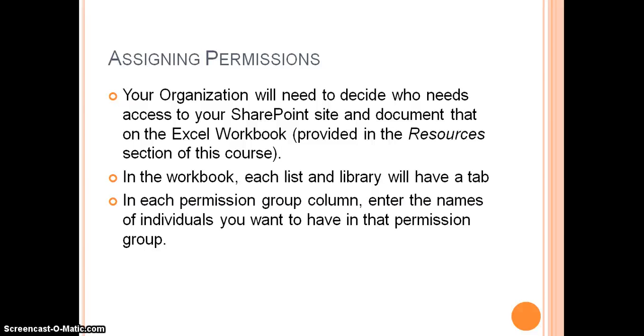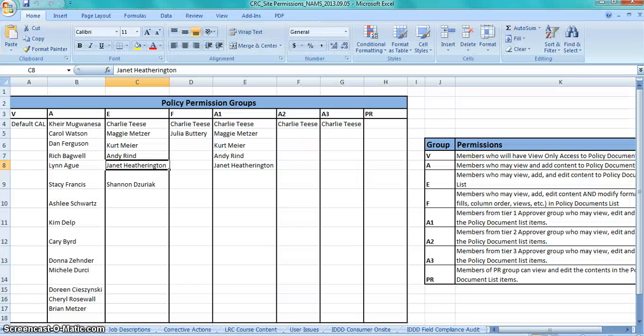So, if we go over to our Excel book, you'll see our policy permission groups. So the V right here, members who have view-only access to the policy documents, would just be our default CAL. So any employee who knows the default CAL, which we do have published for employees to see, could log on and view any policy. Next, Group A, for members who may view and add content to the policy document.